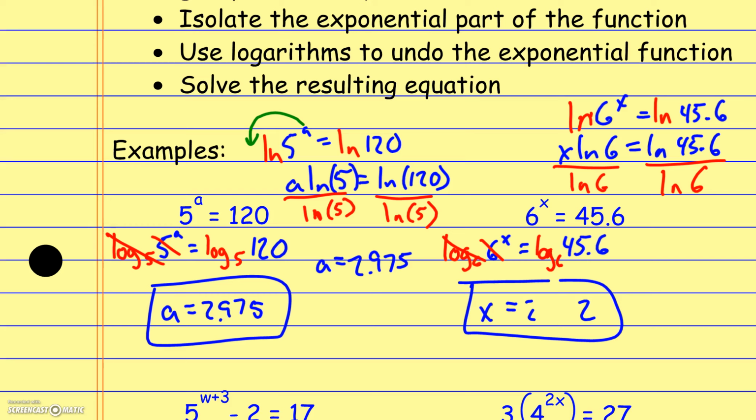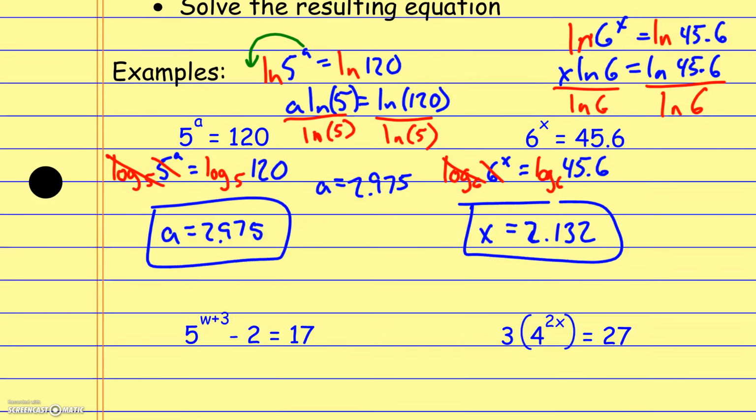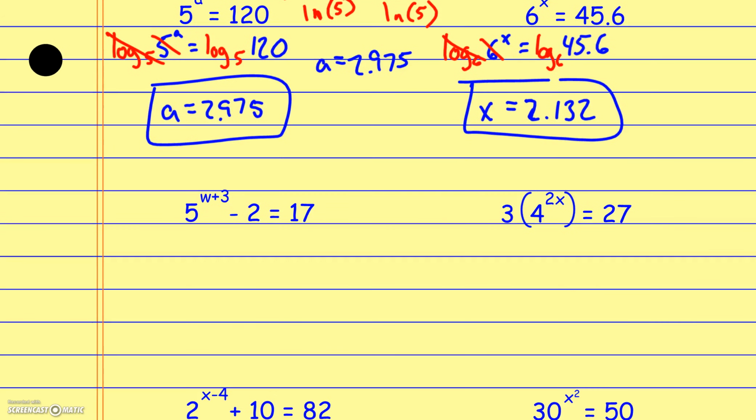But for the most part, with these really simple examples, it's probably easier just to use the base that I have written here. Okay. If I look at the next one, again, the exponential function's not by itself this time, so I have to get it by itself, so I'm going to add 2 to each side. When I do that, I end up with 5 raised to the w plus 3 equals 19.